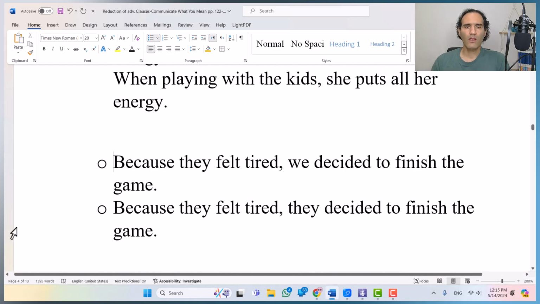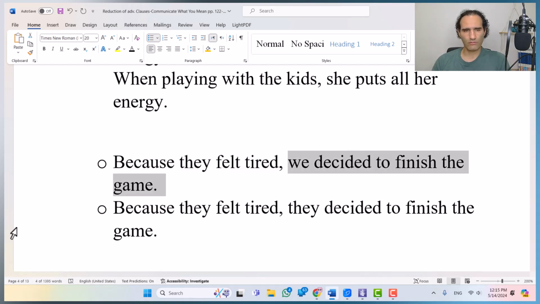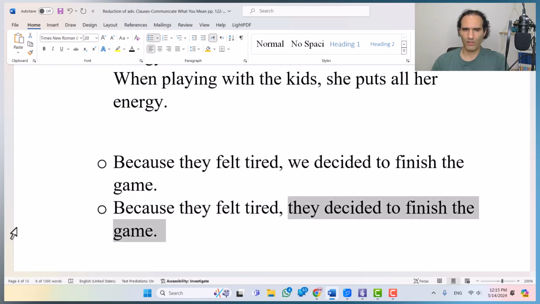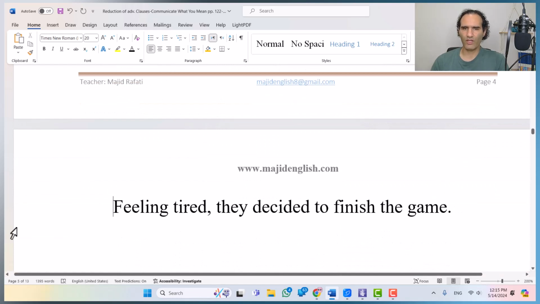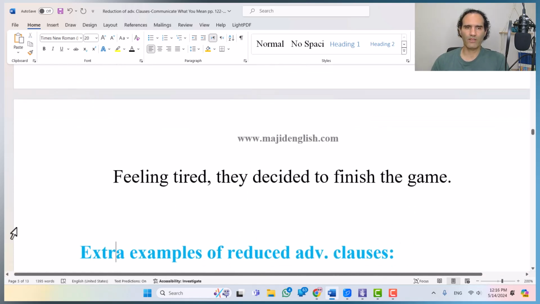Okay? So what about this one? Because they felt tired, we decided to. No, we, they. This is not possible to reduce. What about this? Because they felt tired, they decided to. Subjects are the same, we can reduce it. What to do? Omit the subject, there is no to be, so add ing to the verb. Feeling tired, they decided to finish the game. I will talk about why here we omitted the subject, okay?